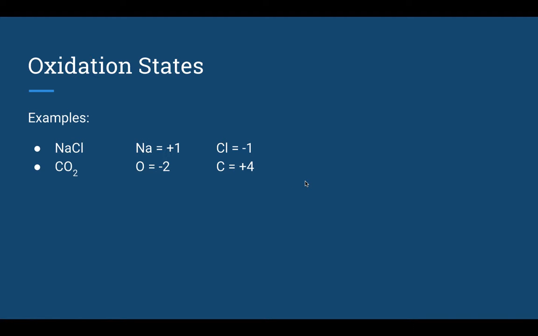So we're going to use the rules that we have to identify the oxidation state in one or two of these elements, and then we can use that to find the oxidation state of the other elements in the compound.